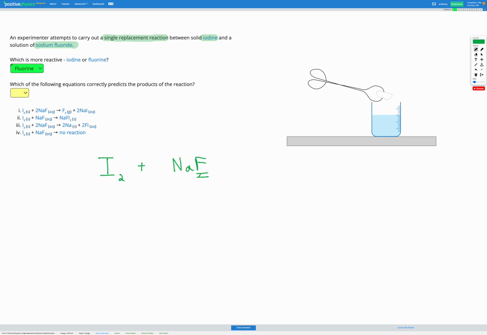So since the iodine is not more reactive than fluorine, it's not going to be able to replace it in the compound. So actually, nothing's going to happen here. And we're going to have no reaction that occurs. So our choice for our equation is going to be number 4. There's no reaction that occurs here.